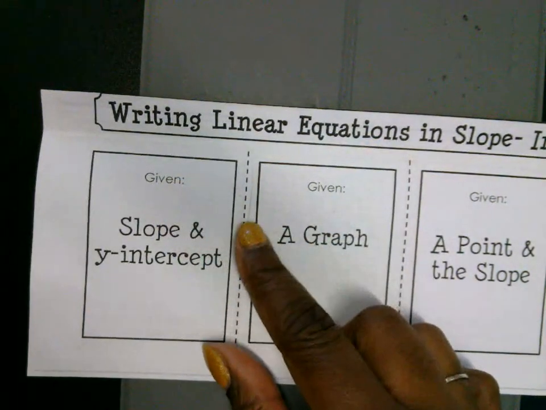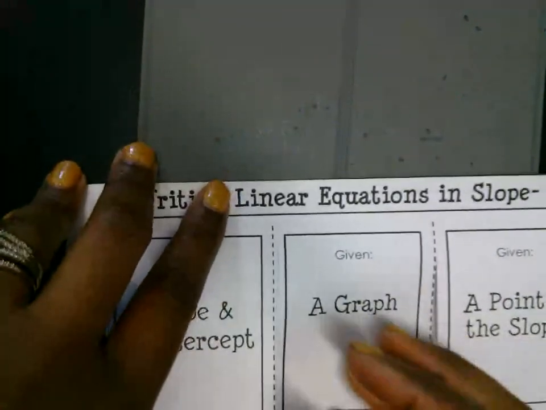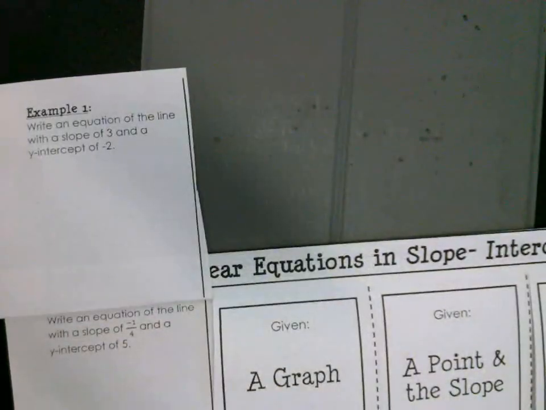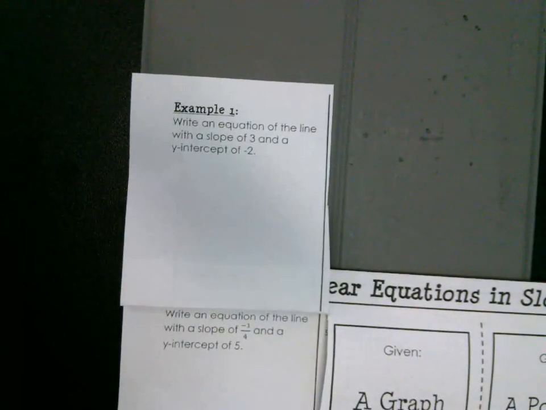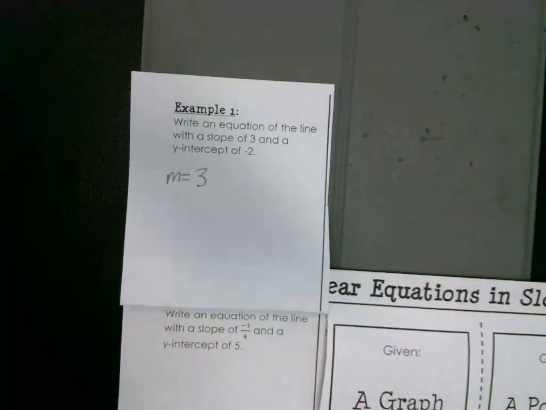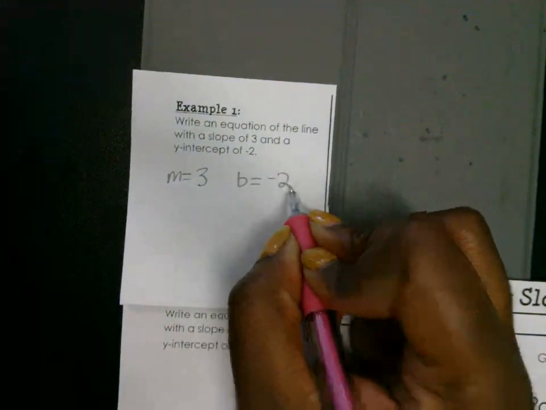We're going to write the slope-intercept form if we're given only the slope and the y-intercept. So let's open that tab. Let's suppose that they only give you m and b. This is the easiest kind of equation to write. Let's do the first example. They want you to write an equation of a line with a slope of 3. So that means m is equal to 3. And a y-intercept of -2. That means b is equal to -2.